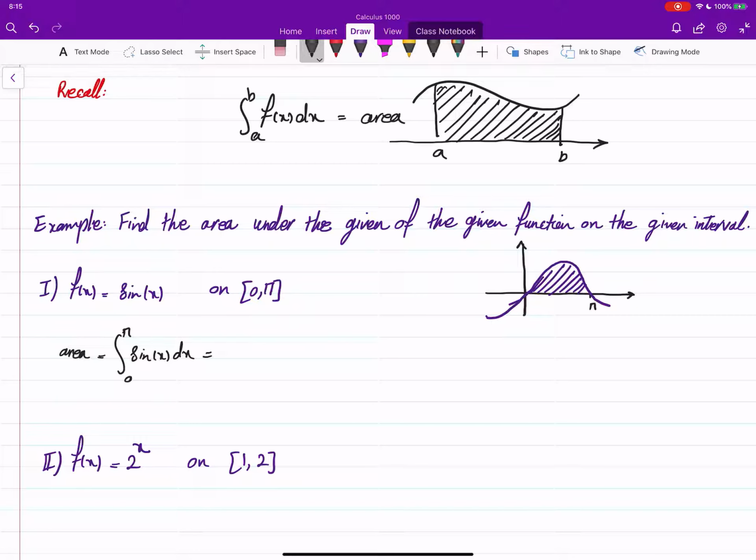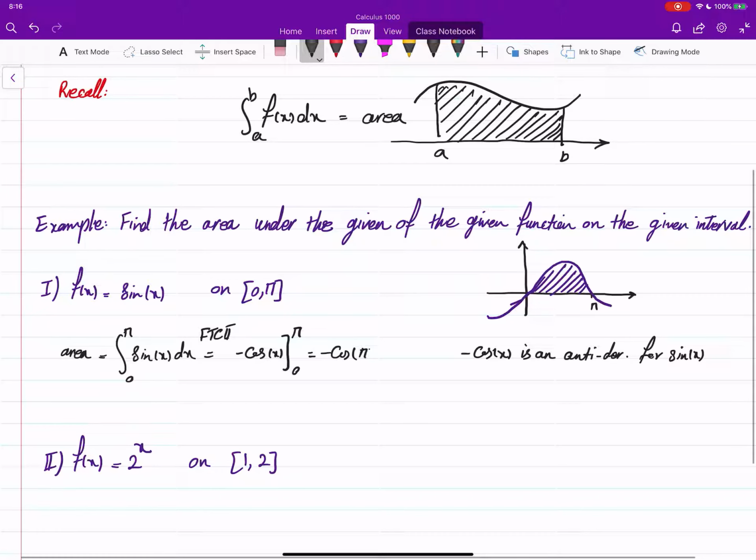Well, up to this point we already knew that, but the new thing that we have is the tool to compute this integral. That's the fundamental theorem of calculus. We know that negative cosine x is an antiderivative for sine x, and by fundamental theorem of calculus part 2, the value of the definite integral is the evaluation of the antiderivative at the upper limit minus at the lower limit. So negative cosine pi minus negative cosine 0.